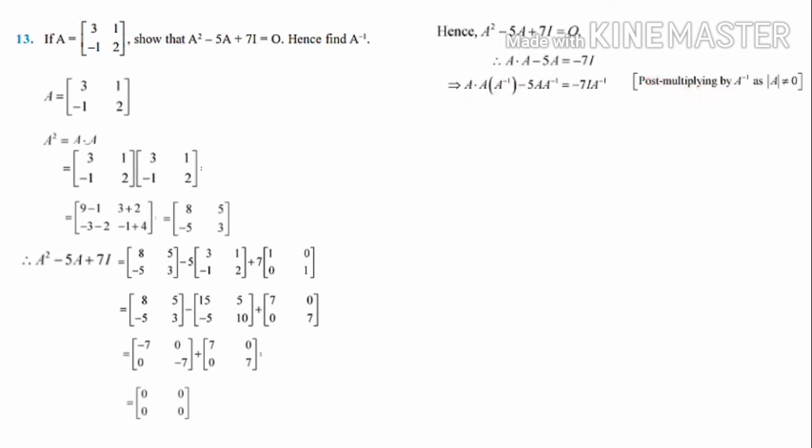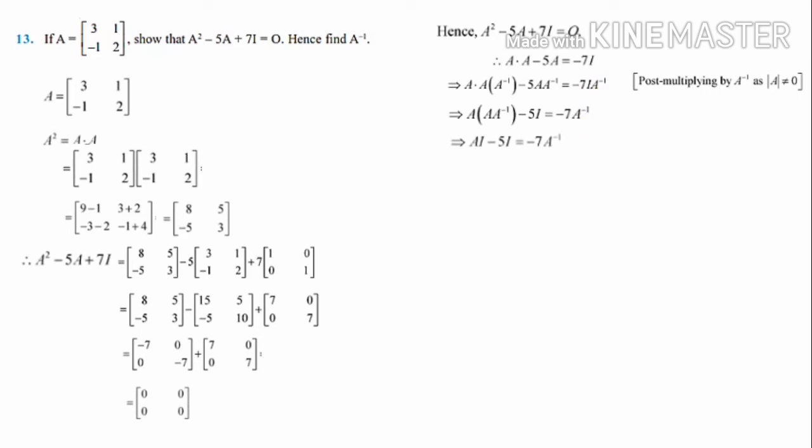Then 5A is here. After 5A, we have to multiply A inverse. That is 5A into A inverse. Then minus 7I is there. After minus 7I, we have to multiply A inverse. That's why it is called post multiplying. Then A into A inverse, we can take it together. Minus 5 into A A inverse, we know that it is I. Minus 7I into A inverse, that is A inverse.